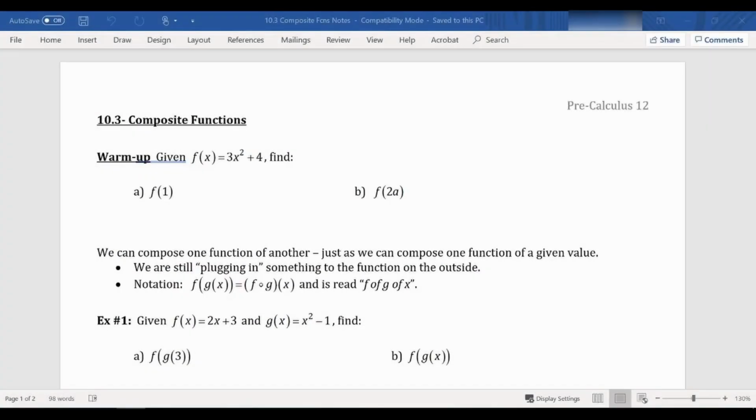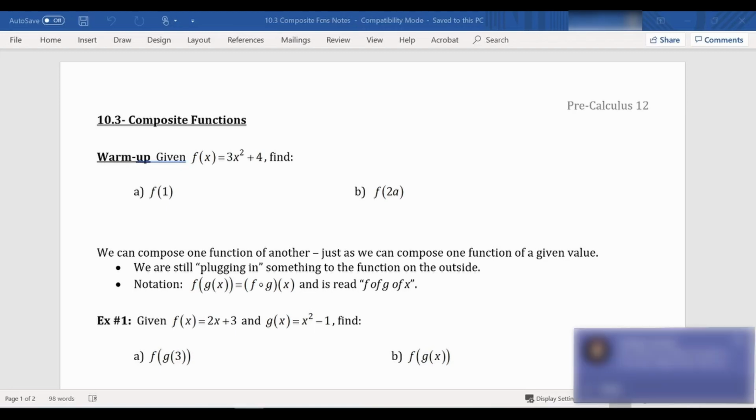Hello and welcome to a lesson for 10.3 composite functions. This is something that, if you are planning on taking calculus next year, you will use quite a bit when you're doing all of your math through that course. So if you plan on taking calculus, this is an important concept to understand.